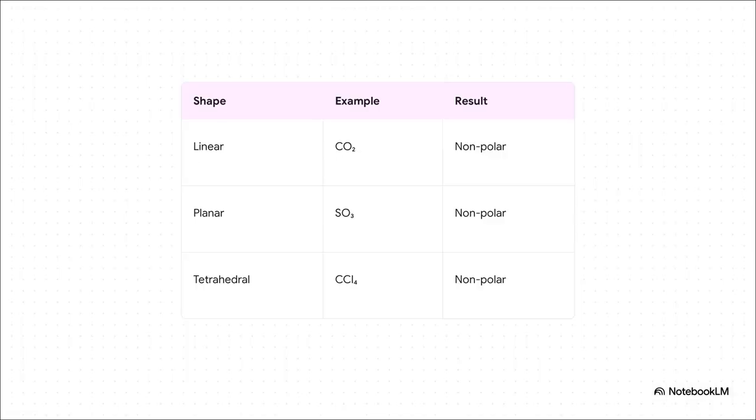Here are a few common examples to look out for. These highly symmetrical shapes, linear, trigonal planar, or tetrahedral, they almost always lead to a nonpolar molecule, as long as all the atoms on the outside are the same. You can see it here with CO2 and even with more complex molecules like CCl4. That perfect symmetry cancels everything out.